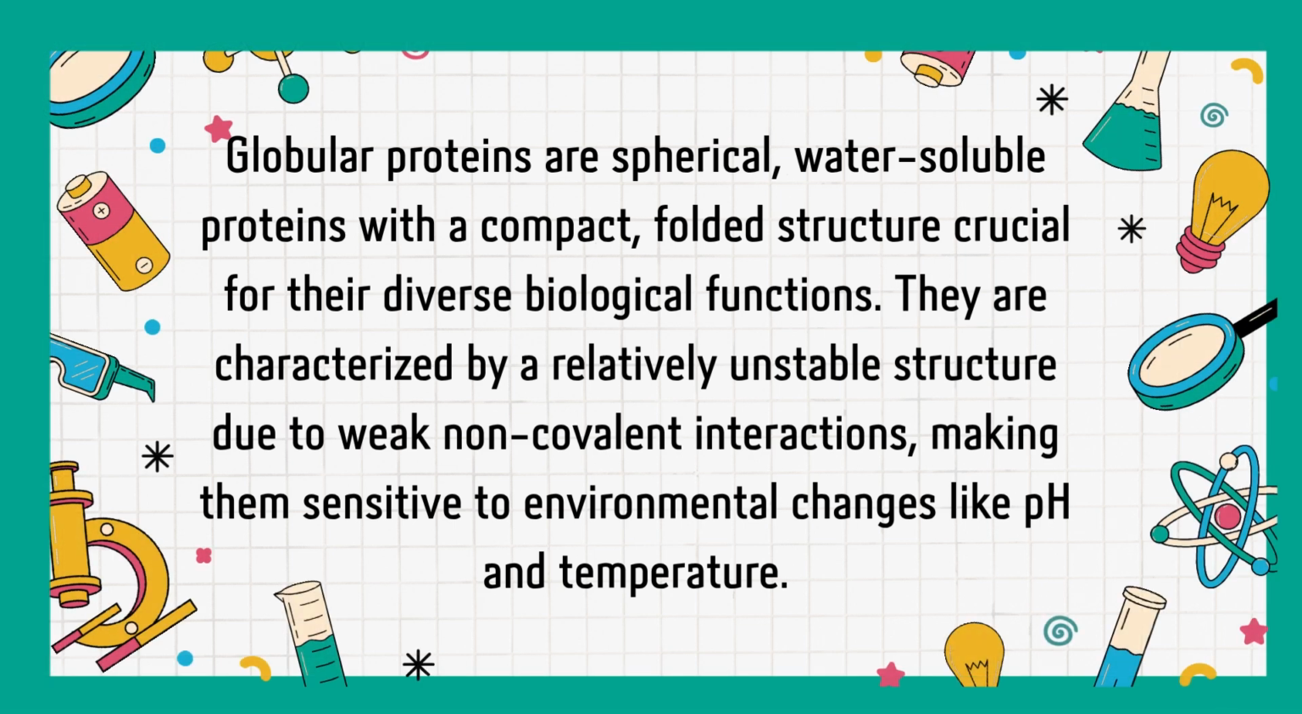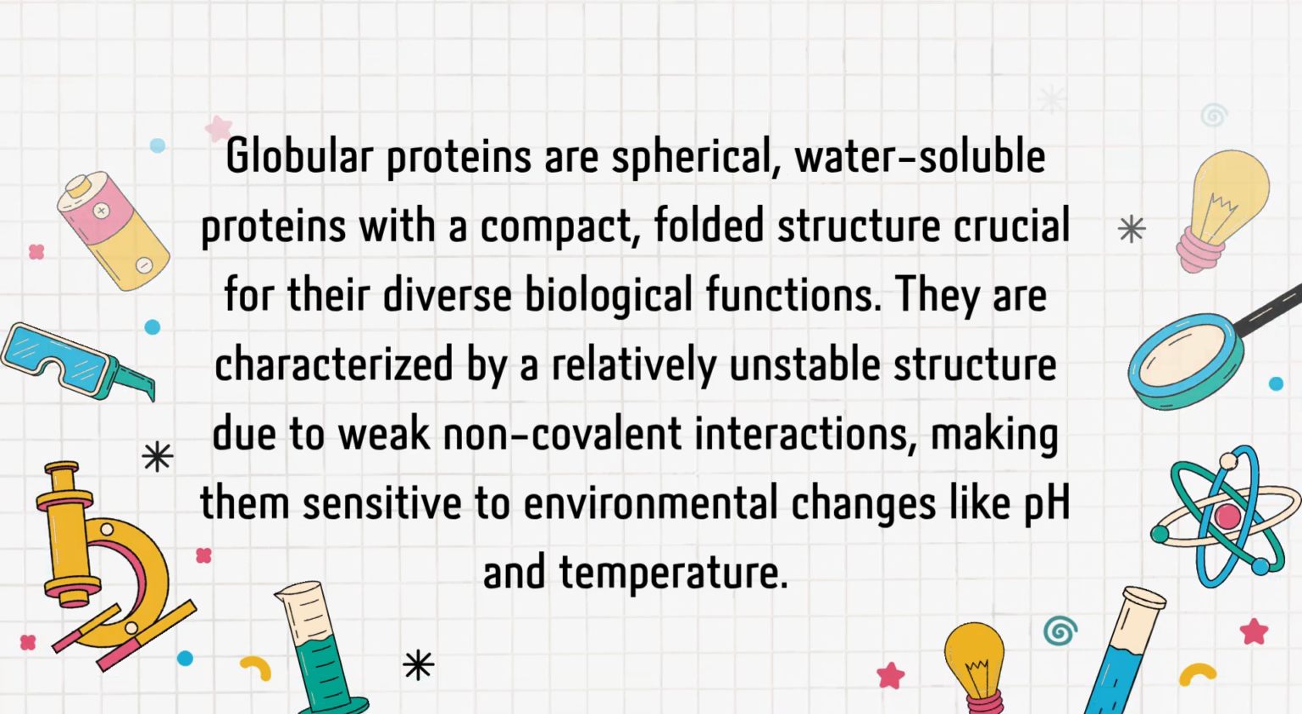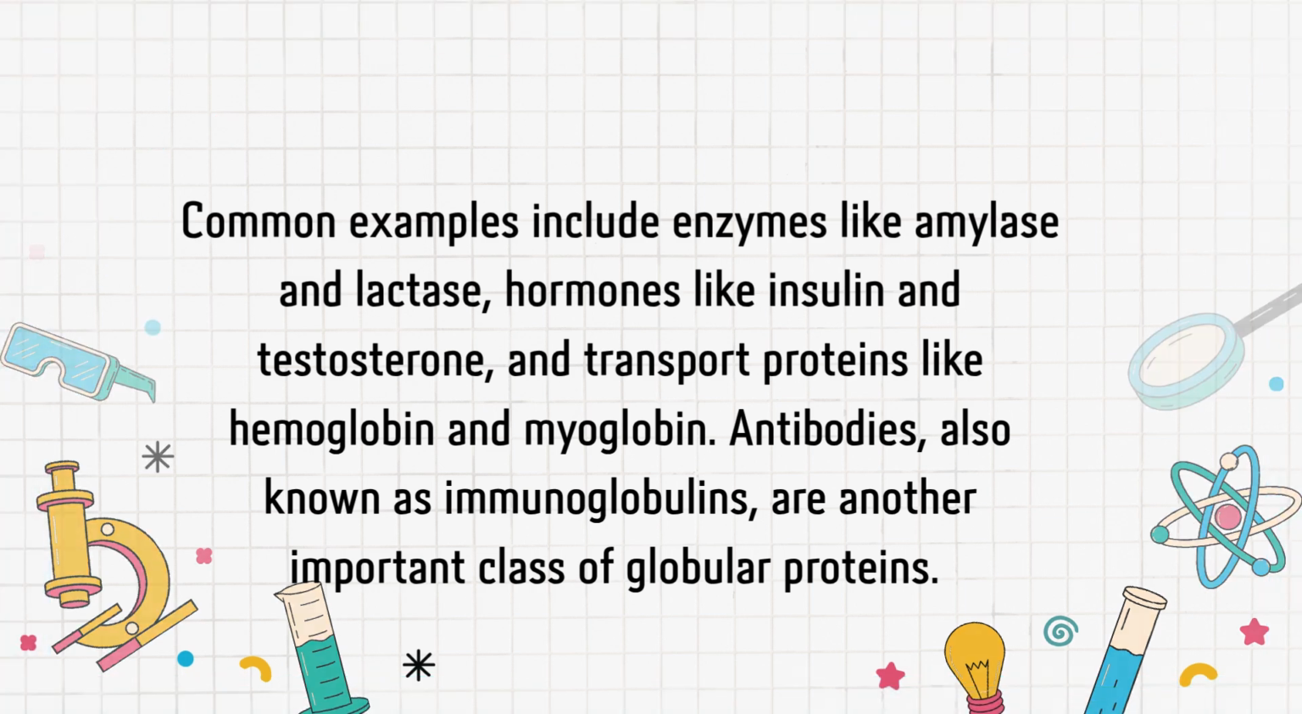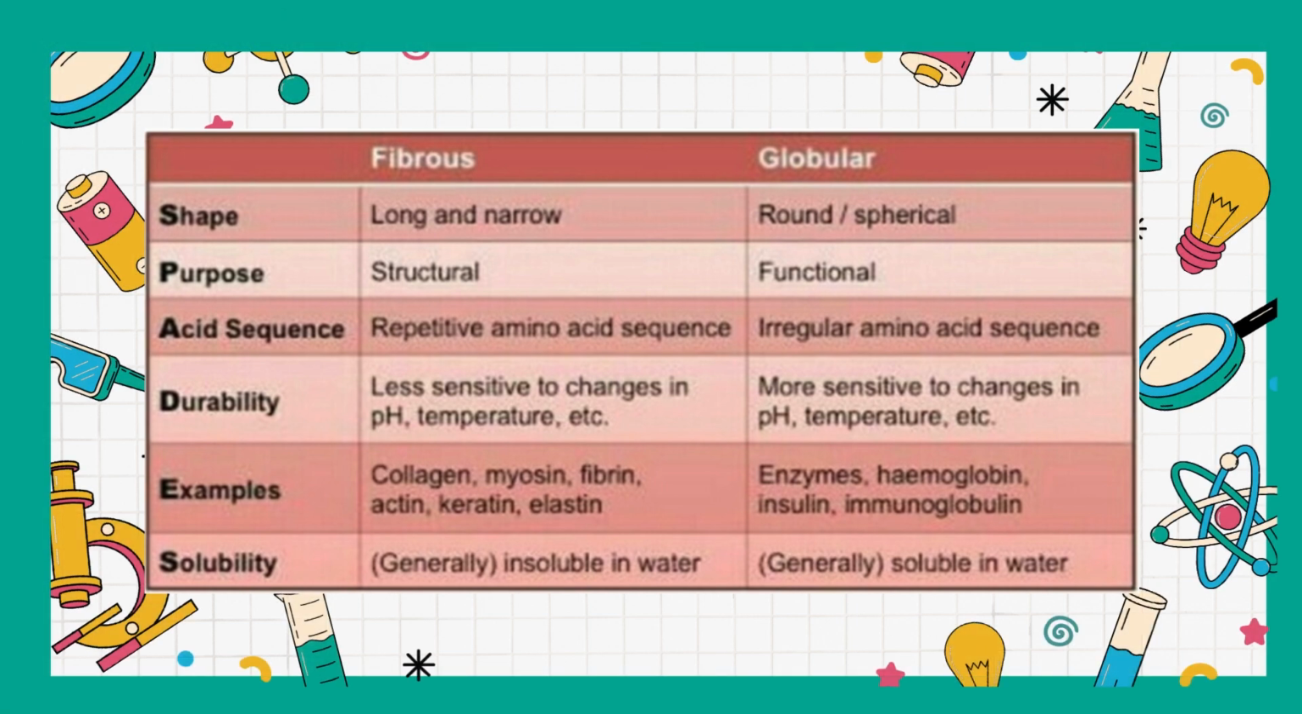While globular proteins are spherical, water-soluble proteins with a compact, folded structure crucial for their diverse biological functions. They are characterized by a relatively unstable structure due to weak non-covalent interactions, making them sensitive to environmental changes like pH and temperature. Common examples include enzymes like amylase and lactase, hormones like insulin and testosterone, and transport proteins like hemoglobin and myoglobin. Antibodies, also known as immunoglobulins, are another important class of globular proteins.